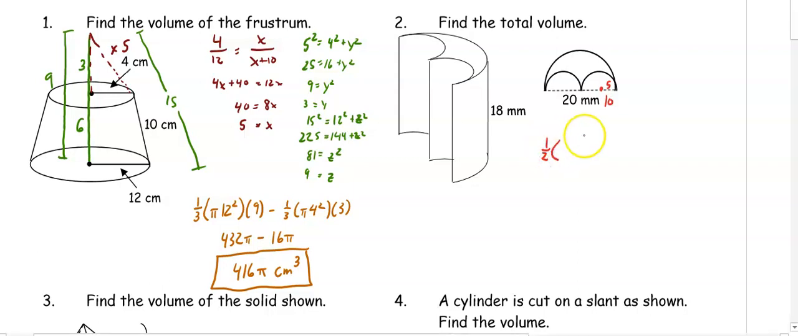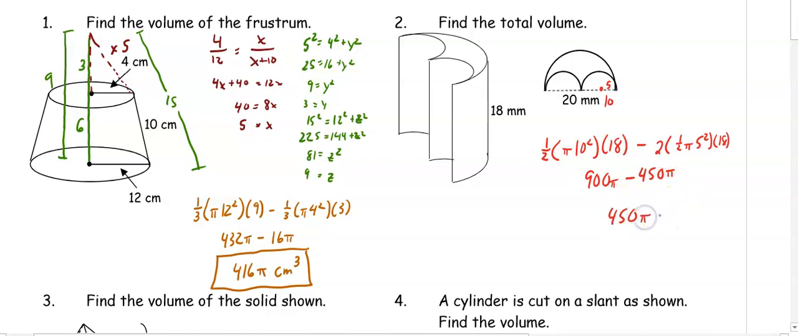So half times the base area of the bigger cylinder, which would be pi 10 squared, times the height of 18. Minus, there are 2 half smaller cylinders cut out. So we're going to do 2 times 1/2 pi 5 squared times 18. When we multiply there, we get 900 pi minus 450 pi, which will get us 450 pi millimeters cubed for our total volume.